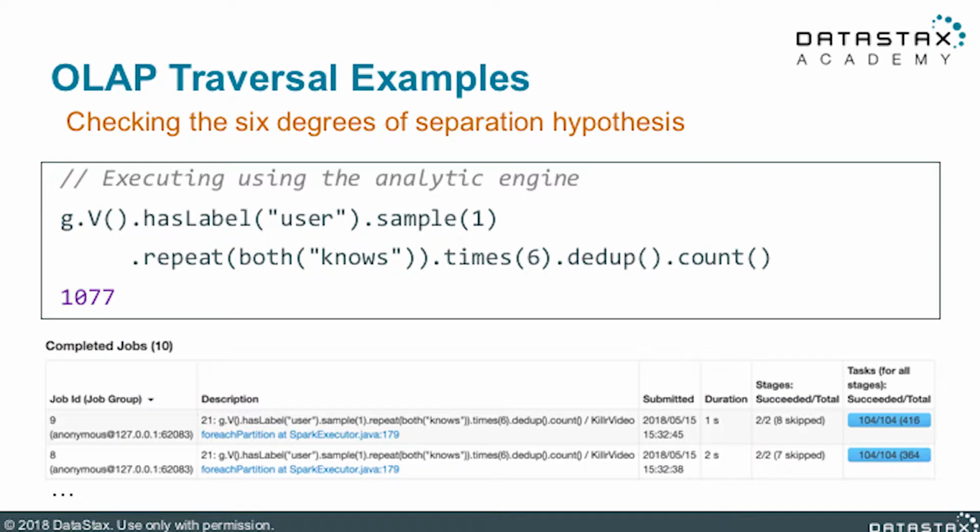This next traversal starts with a random user, traverses knows edges in any direction 6 times, and counts users that we were able to reach. We get 1,077 users out of 1,100 total users in the graph, which suggests that almost any 2 users are connected by a path with at most 6 edges. Therefore, our user social network has 6 degrees of separation.